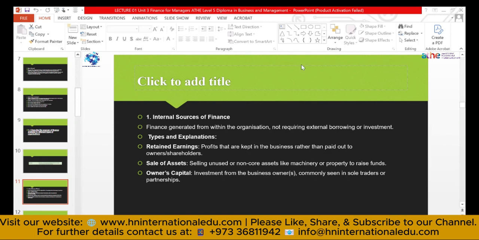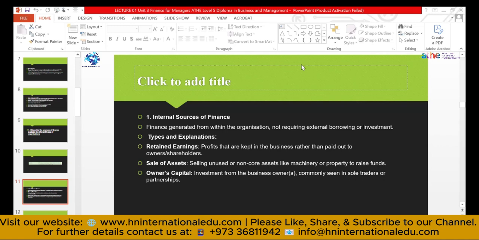Then we have sale of assets. What it means is selling unused or non-core assets like machinery or property to raise funds. Sale of assets means your non-current assets. The investments we have made in different kinds of machinery and properties, for which we calculate depreciation, can be used for money when we don't have it. When there is a need, we can sell them as well.